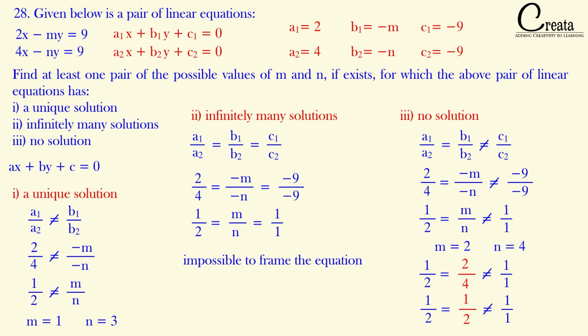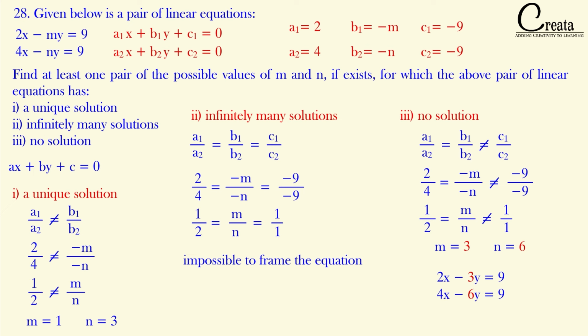Got it? We can also put m as 3 and n as 6. It will be 3 by 6. Or you can put 4 by 8 or 5 by 10. Anything you can put, just the ratio should be 1 by 2. We will go with 3 and 6. Got it? So let's put the values of m and n in the equation. We got 2x minus 3y is equal to 9 and 4x minus 6y is equal to 9.